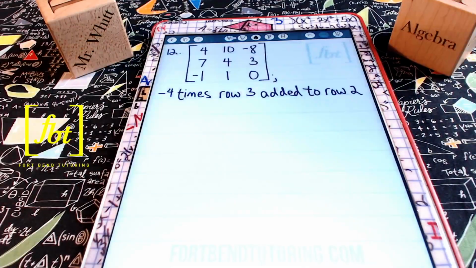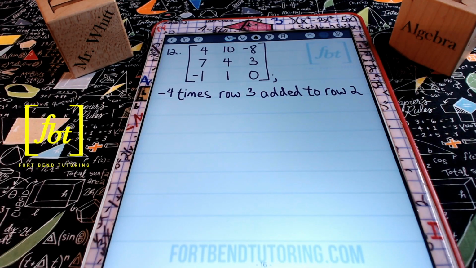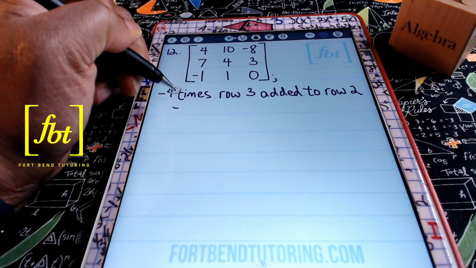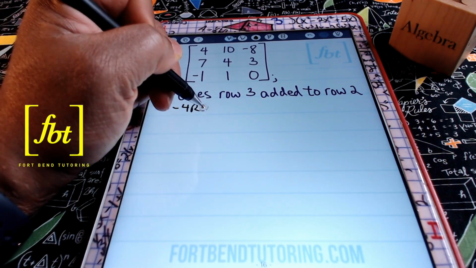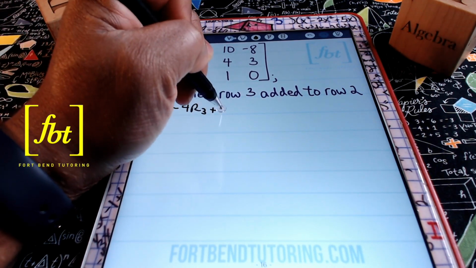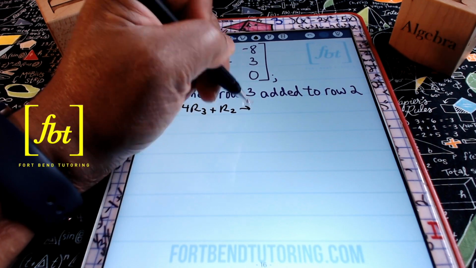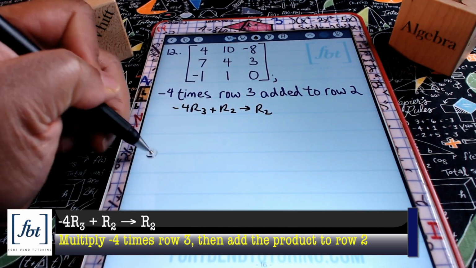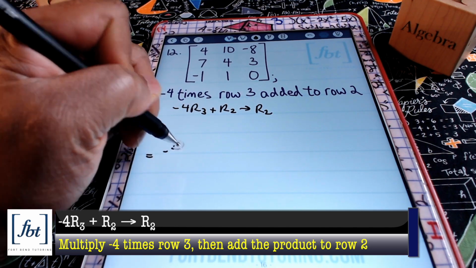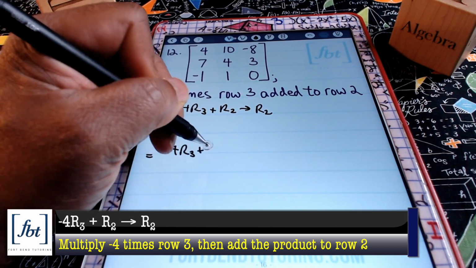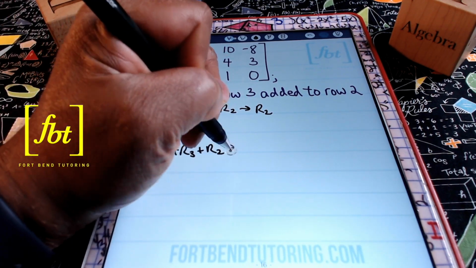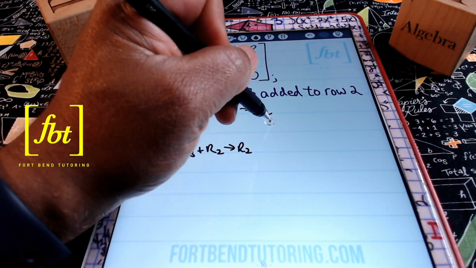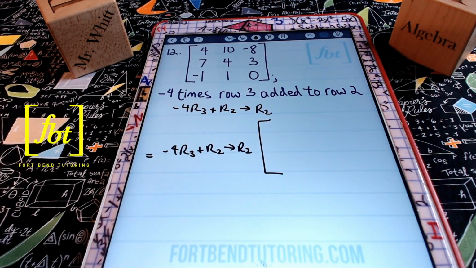Next up, we have problem number 12, and we have a 3 by 3 matrix, guys. They have a rule that says -4 times row 3 added to row 2 will be placing the result in row 2, people. That's right. So here, as I have my setup, I'll have -4 row 3 plus row 2, placing the result in row 2, and here is my resultant matrix.